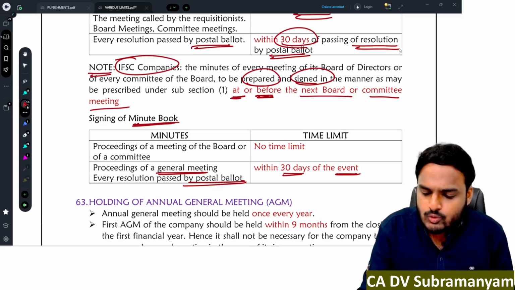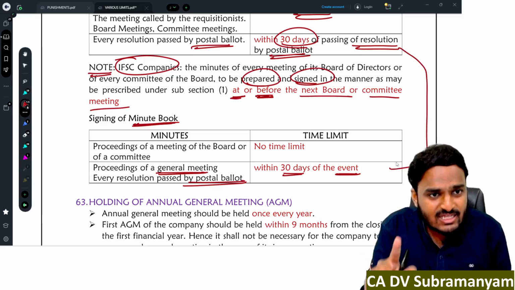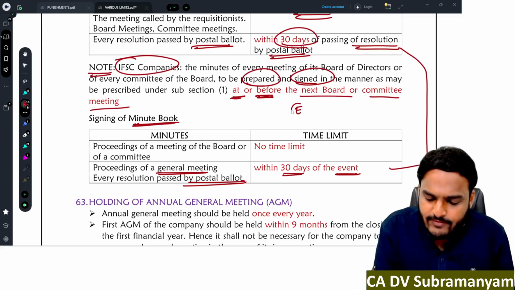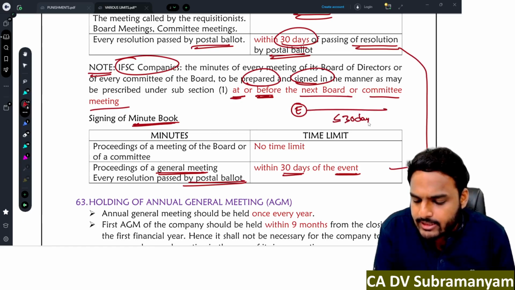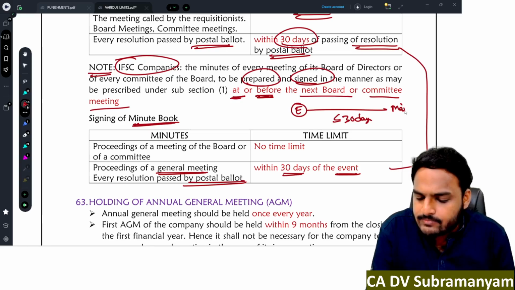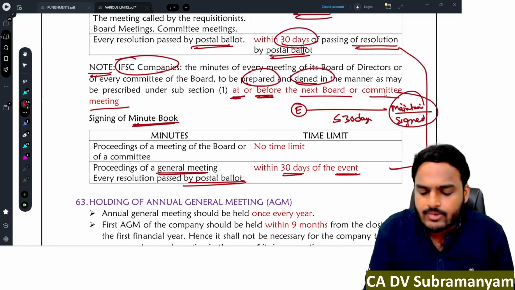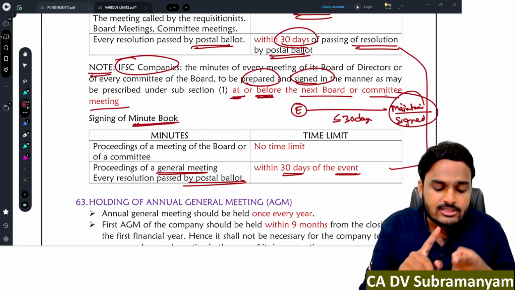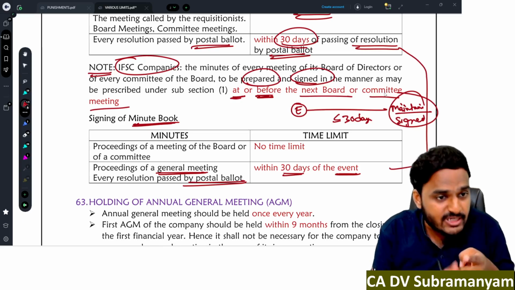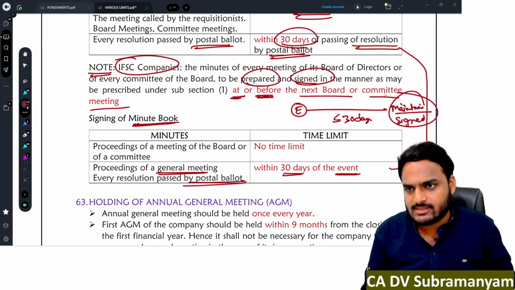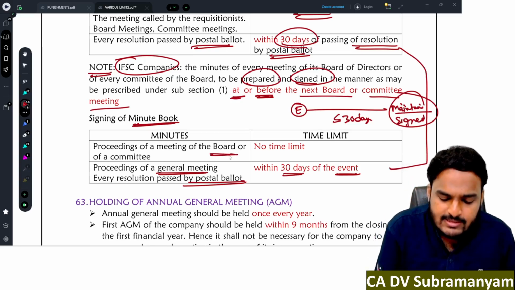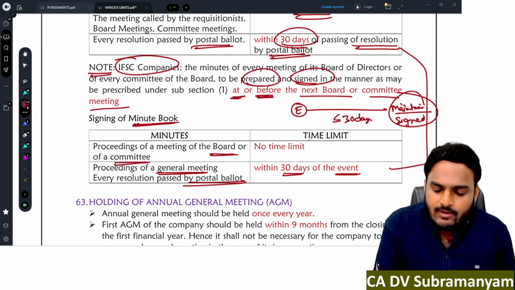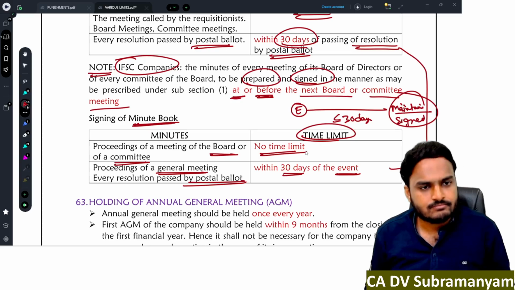See, once again I am telling you, this is not 30 plus 30, this is a single 30. So the event is finished, this is the event date. Within 30 days, the company has to maintain minutes and the company has to get its minutes signed by the chairman. This condition is compulsory for general meeting minutes, members meeting minutes, postal ballot minutes. Understood? Coming to board minutes, coming to committee minutes, for signing there is no time limit.